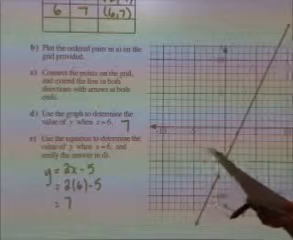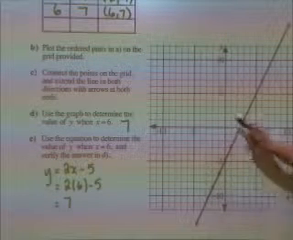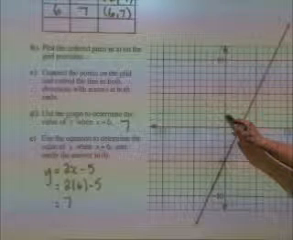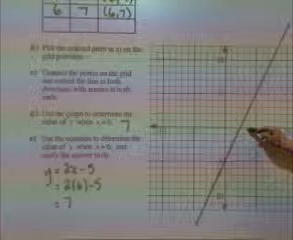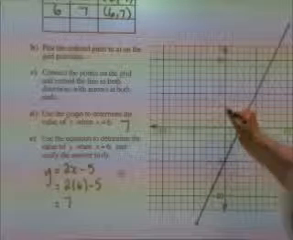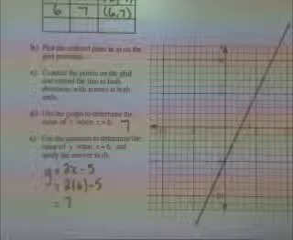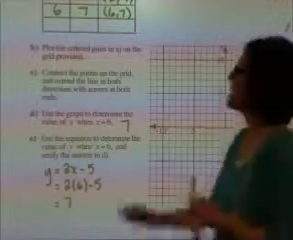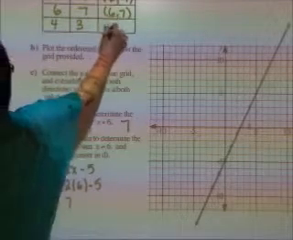And then G says use the graph to determine the value of x when y is equal to 3. So when y is equal to 3 would be, this is when y is equal to 3. So I follow it along to the graph, follow it down, or sorry, that's not when y equals 3, that's when y equals 2. There we go. So what's the value of x when y equals 3? 4. So I can put this into my table: x equals 4, y equals 3.